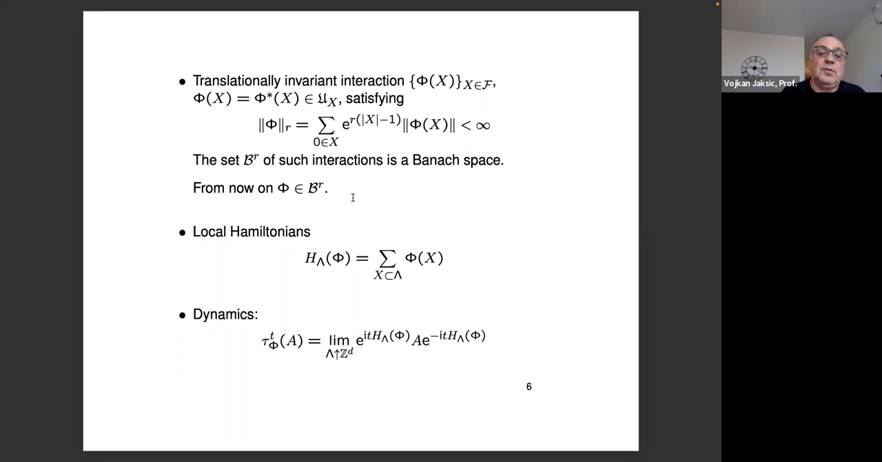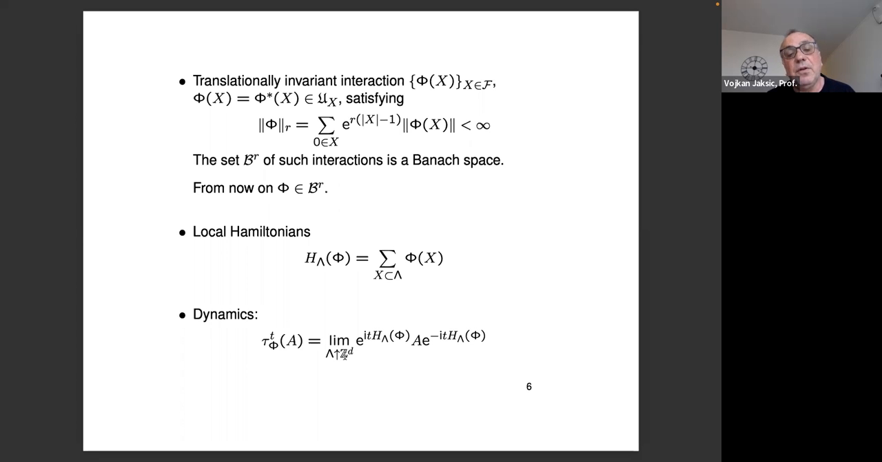So I just wrote here one line about that. Basically you fix a local observable A, an observable that depends only on finitely many variables. Then you evolve it in the Heisenberg picture with respect to the local Hamiltonian H lambda. If A is fixed, you take the sides of the box to infinity, to Z^d, and then this limit will exist uniformly for A in compact sets.